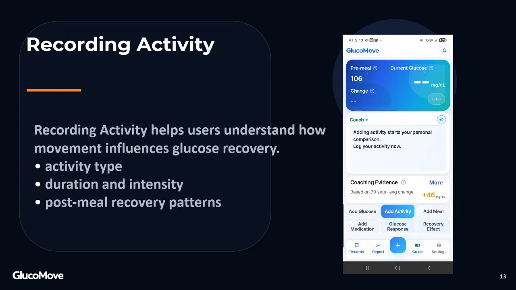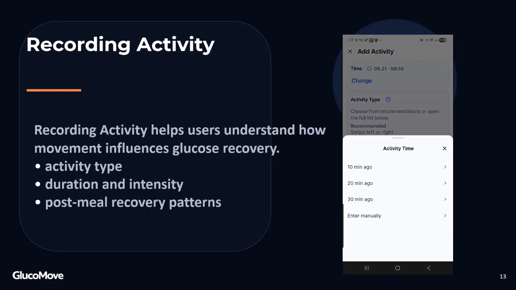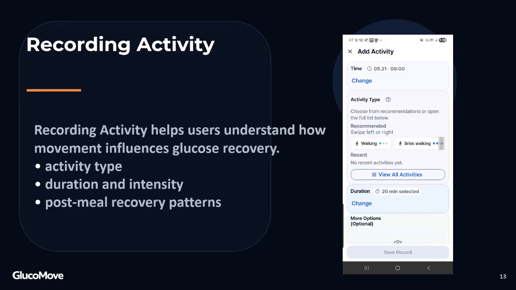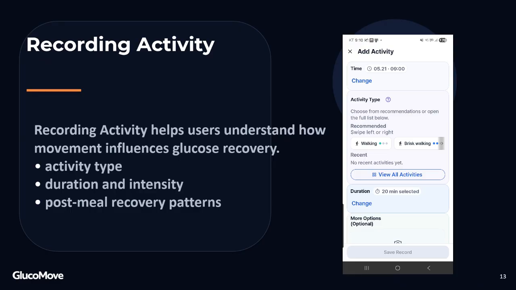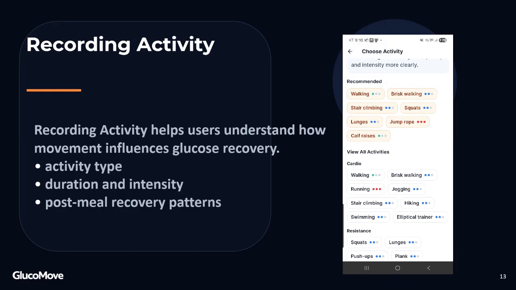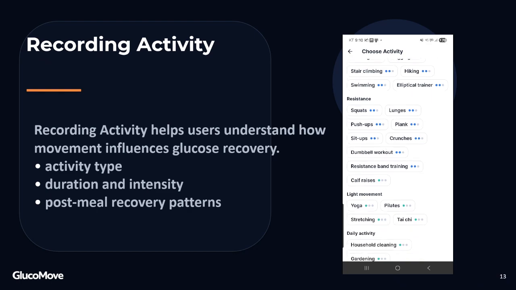Activity is another important part of glucose interpretation. Even relatively short periods of movement, such as walking after meals, may affect glucose recovery patterns. This is why activity is included as part of the dataset structure. Glucose management is not influenced only by food. Movement, recovery, sleep, and repeated behaviors can also influence glucose patterns. As users continue recording activity, patterns often become easier to recognize over time.